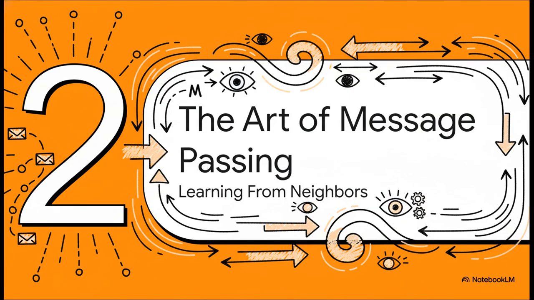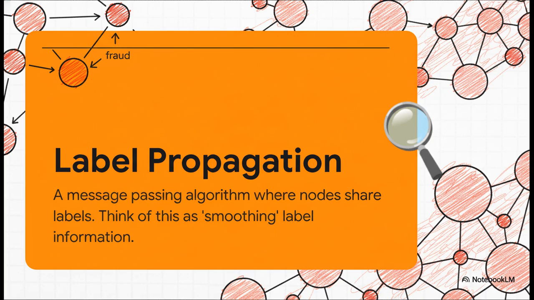Well, the solution is actually pretty brilliant, and it's called message passing. And the core idea is something we all do instinctively. You can figure out a lot about someone or something just by looking at who they hang out with. Let's start with the most basic version of this.